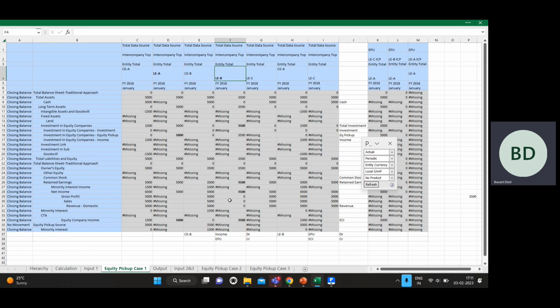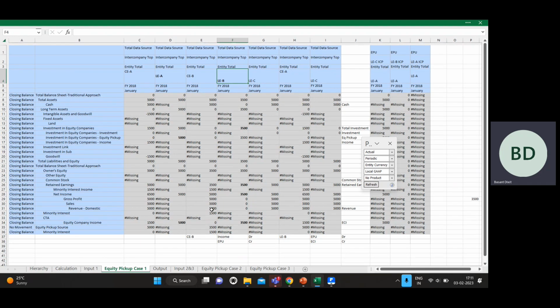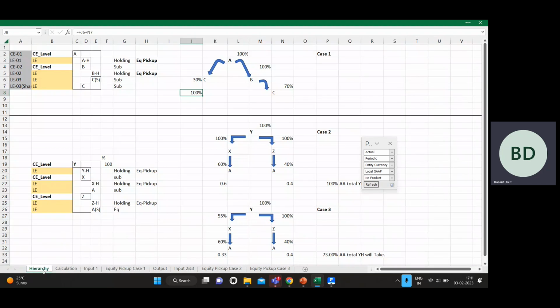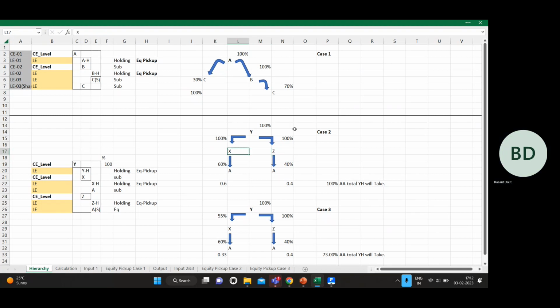Okay, the LEB is also done. So let's move on to our next case. That is another very interesting case, because in the first case we had step-down layers of entities, but in this case we have two parallel entities which have the same common child. There is one entity, Y, that is the parent company, and it has two children, that is two subsidiaries: one is X and the second one is Z. Z has a 40% stake in A, that is the equity company of Z, and X has a 60% stake in A.